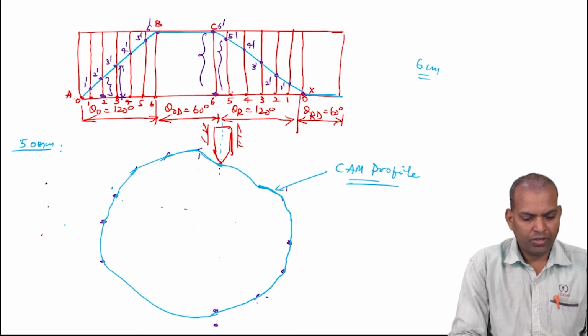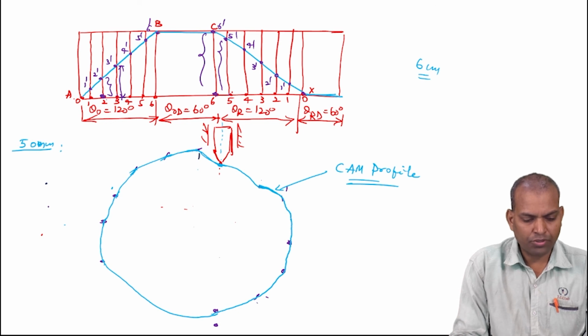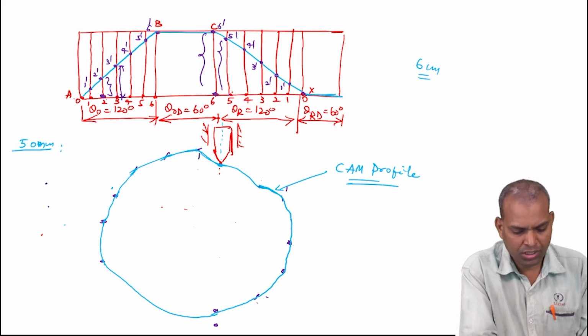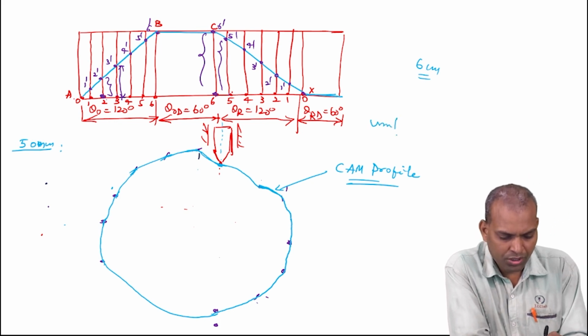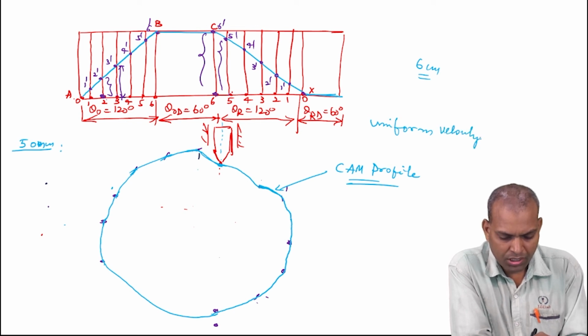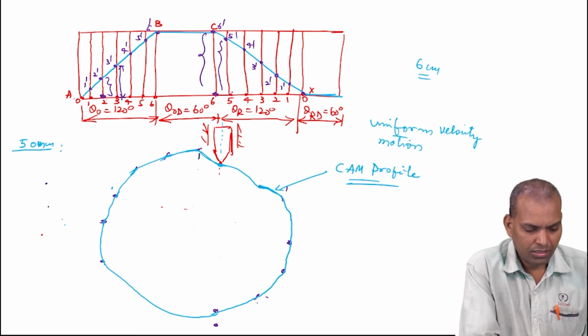So this is what we have learned. But one thing is that during outstroke and return strokes, the follower is having only one motion. That motion is uniform velocity motion, during both outward stroke and return strokes.